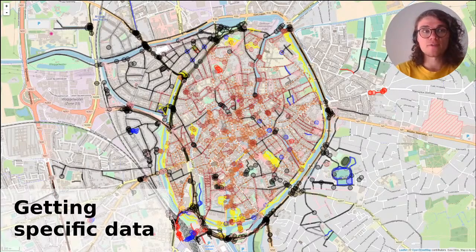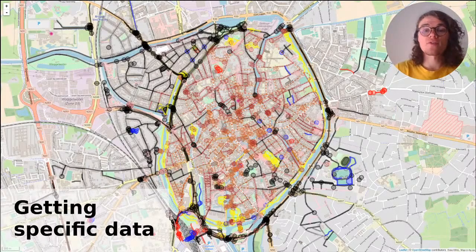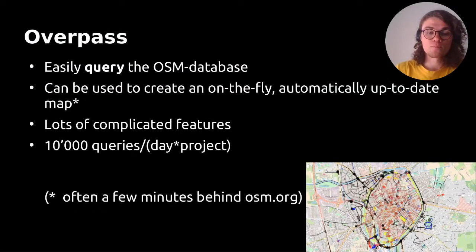As I already mentioned, if you need specific data, you can ask Overpass. So that was for maps on your website. If you need specific data, like train stations and their connections, you can use Overpass. It's really cool to query the database. You go to Overpass Turbo, and then you can ask railway equals star, and then you will get all the railways.